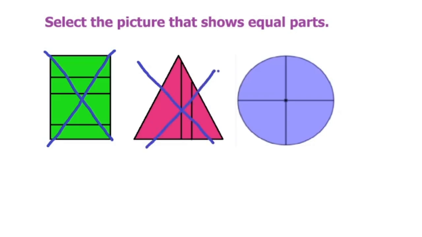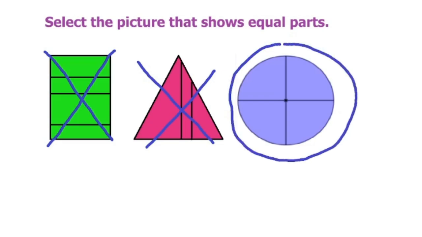So that leaves us with this blue circle that's cut up into four pieces. 1, 2, 3, 4. So this must be the answer, but let's look at it more closely. So this shows that it's been cut up into four exact equal parts. You could see that they're exactly the same. So we know that this is the answer to this question. Select the picture that shows equal parts. This is the picture that shows exact equal parts.